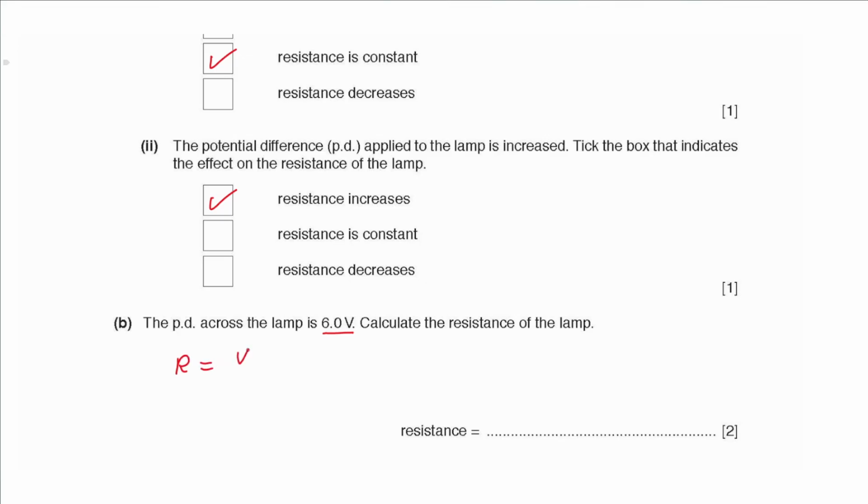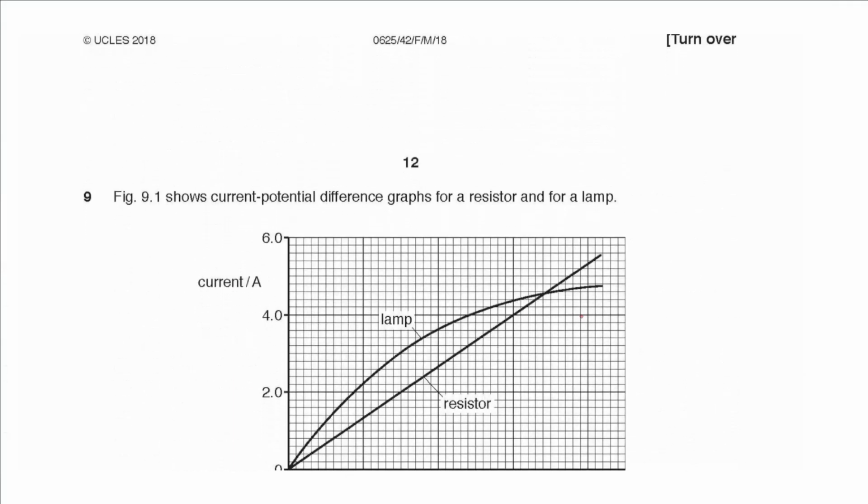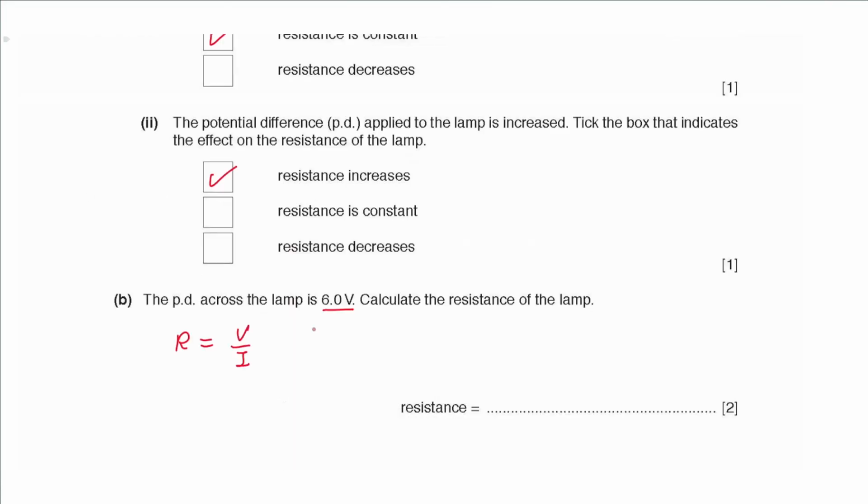Resistance is equal to voltage divided by current, and we can get the current from the graph. At 6 volts, the current on the y-axis for the lamp is 4.4. So we divide 6 by 4.4 to get an answer of 1.36 recurring. We can approximate that to 1.4 ohms.